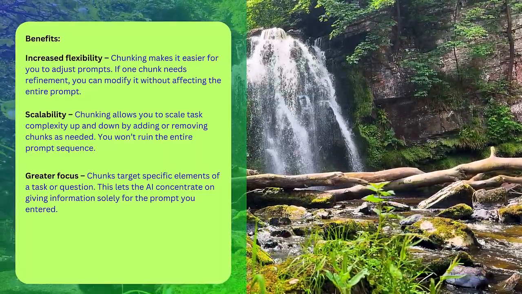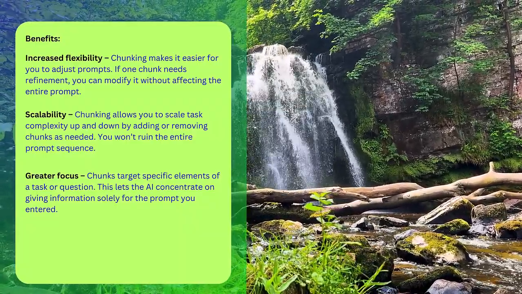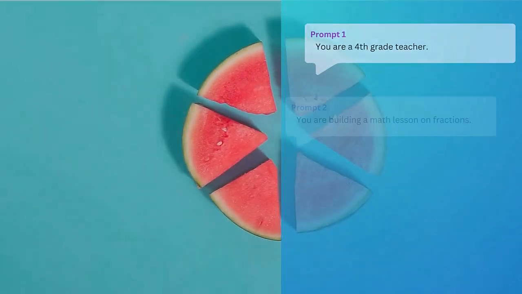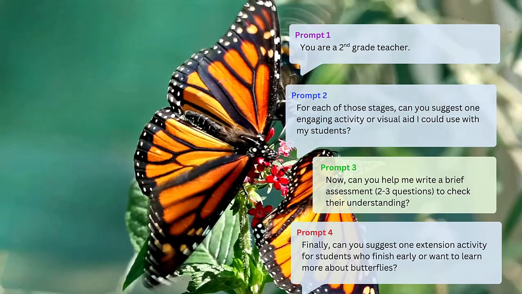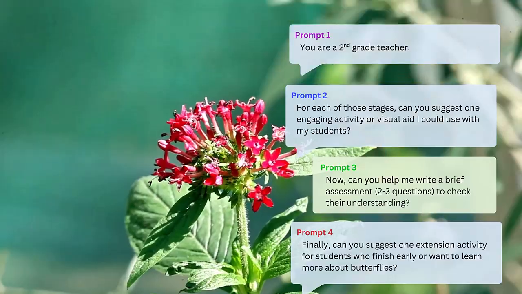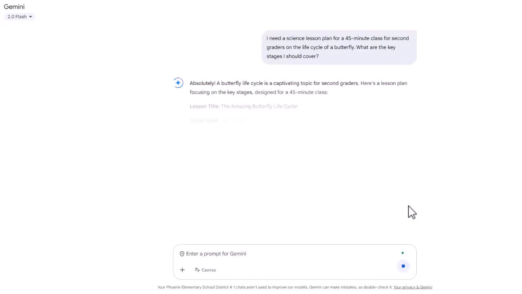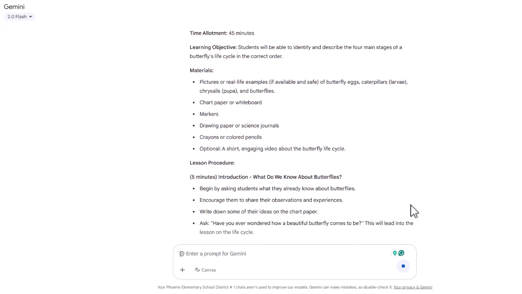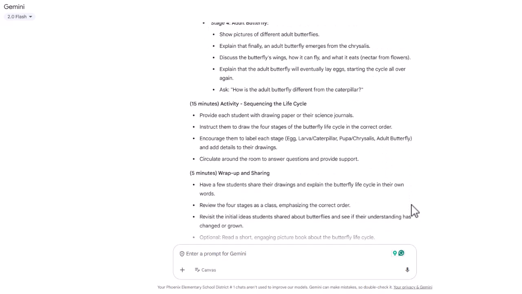It's simply the process of dividing a complex task or question into a smaller series of steps. So let's say I'm a second grade teacher and I need help planning a lesson on the life cycle of a butterfly. Instead of putting one big prompt, like we've previously learned in root prompting, we're going to chunk it down into smaller steps. So instead of one big prompt, we can chunk it like this. Prompt 1 is going to be, I need a science lesson plan for a 45-minute class for second graders on the life cycle of a butterfly. What are the key stages I should cover?